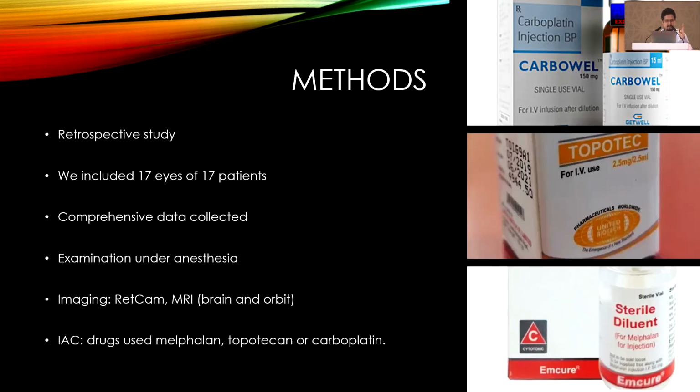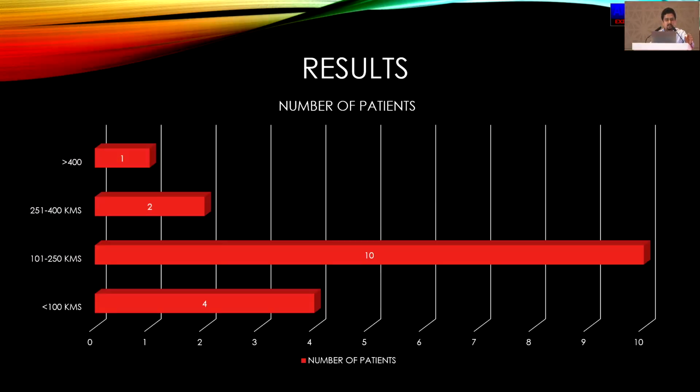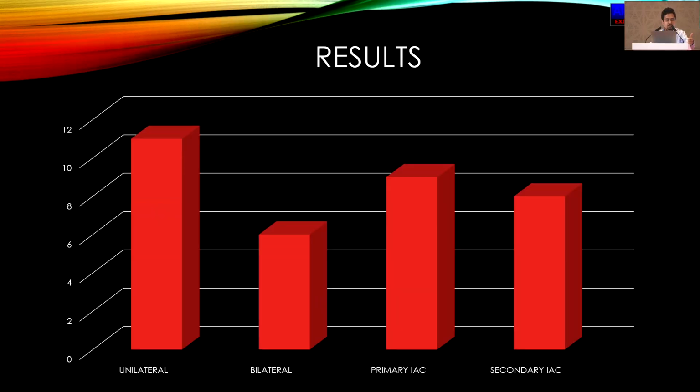So it was a retrospective study. We included 17 eyes of 17 patients. Comprehensive data was collected. All the patients underwent examination under anesthesia. Imaging was done with RetCam and MRI brain with orbit. For intraarterial drugs, we used melphalan, topotecan, and carboplatin according to body weight. If you see the results, most of our patients were from very far off distances. That means these patients came with a very advanced stage of retinoblastoma.